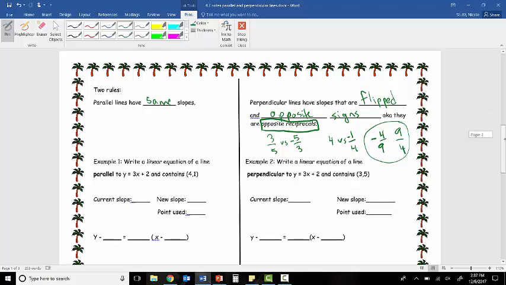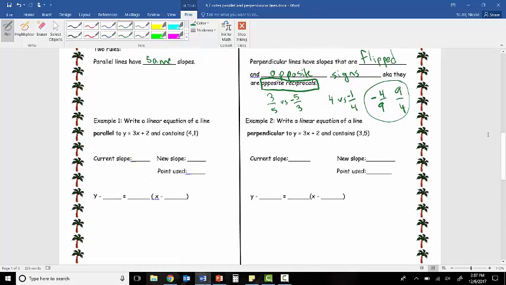So we are going to practice writing equations of parallel and perpendicular lines. This is the setup that I like to use, and my kids found this very successful in the past. We will record our current slope. We will use our parallel lines rule to write down our new slope. And then I will always provide you with a point to use. It will be an ordered pair.